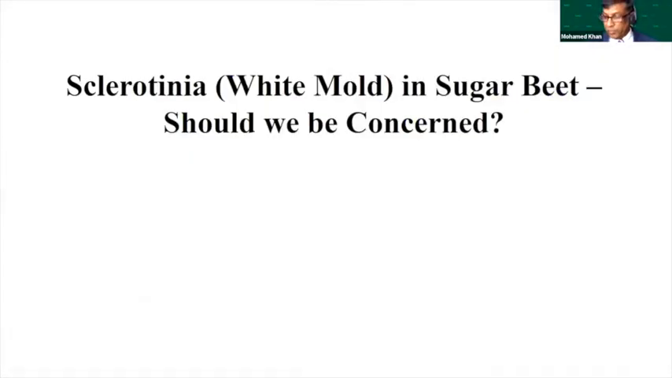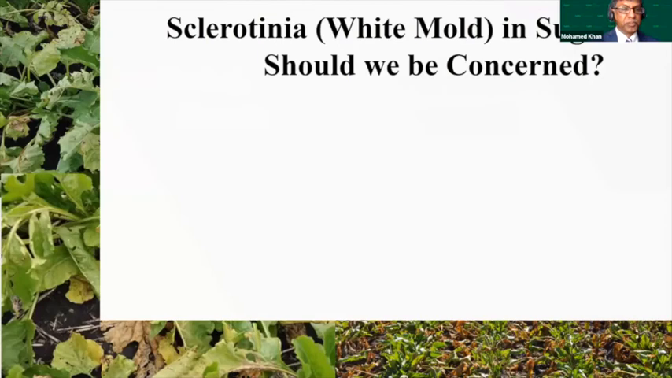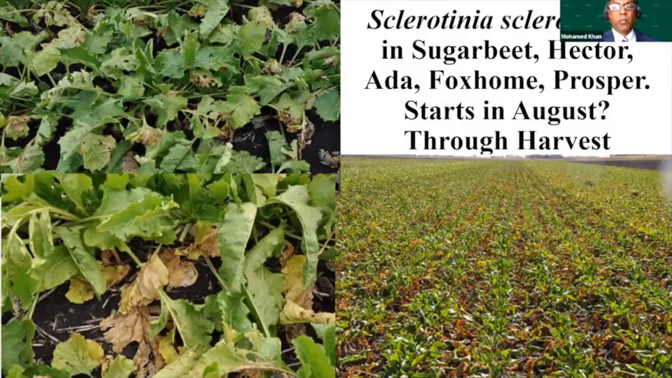I will now touch briefly on white mold. White mold in sugar beet was not common until 2019. We found it in 2019 for the first time. This is a picture from Hector, Minnesota. What happens is the lowest leaves get infected. They're the ones that die earliest. And you can see this is what your field looks like.